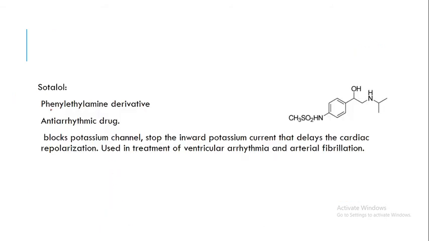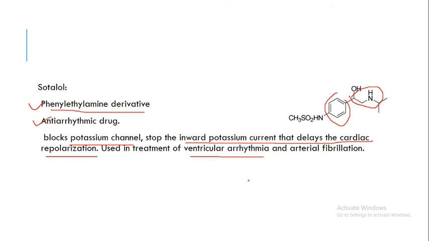Next is sotalol. It is called a phenylethylamine derivative. This phenylethylamine derivative is an antiarrhythmic drug because it blocks the potassium channel and stops the inward potassium current that delays cardiac repolarization, and it is basically used in ventricular arrhythmias and atrial fibrillation. So in an exam question like which beta blocker is used in arrhythmia and what is the mechanism: sotalol is basically used as an antiarrhythmic drug which blocks the potassium channel.